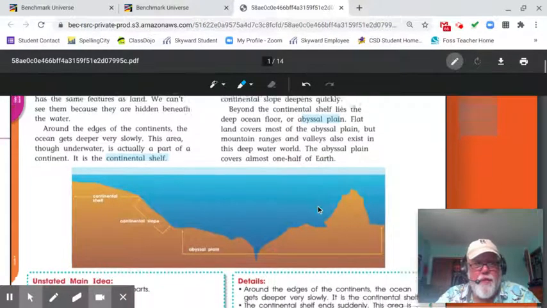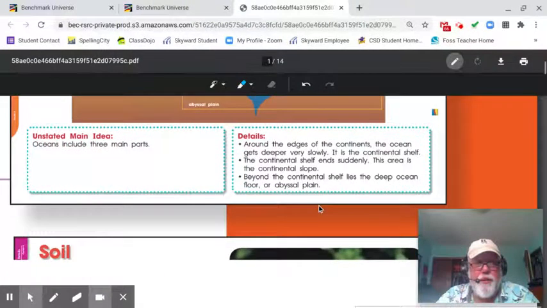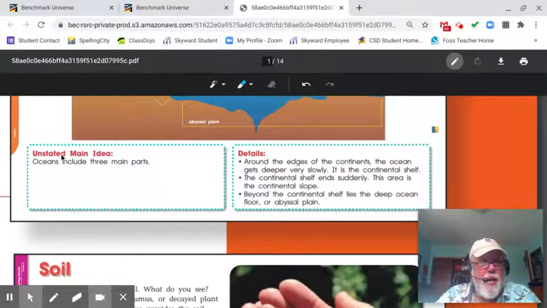So I'm going to scroll down and we're going to look at this, and it's already typed out for me, so I don't have to really type it. But we can look at the unstated main idea of this whole essay: the ocean includes three main parts. And how do we know that? We know that each part has its own definition.